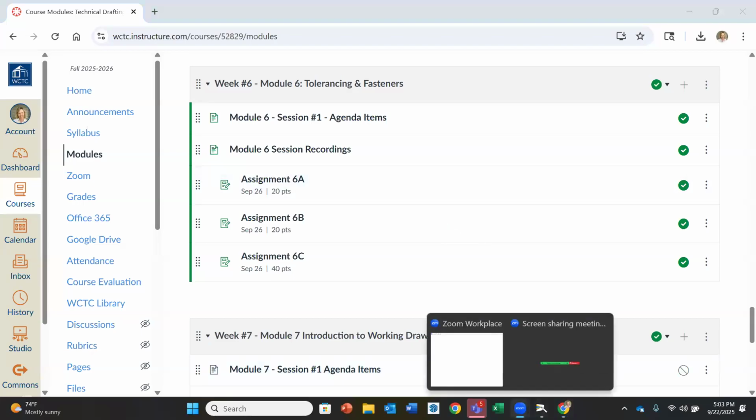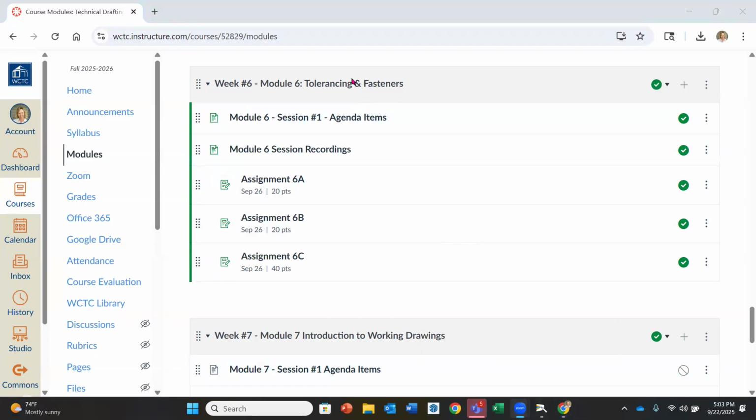Okay, we are going to get started on Module 6 this week. So that means we're in week 6, which means that we only have a couple weeks left. So time has been flying by. You'll notice that Module 6 is about tolerancing and fasteners, okay? And so between today and the next time we're together, we'll get through that information as far as concepts wise. And those are going to be out of our tech drafting book and all that kind of stuff.